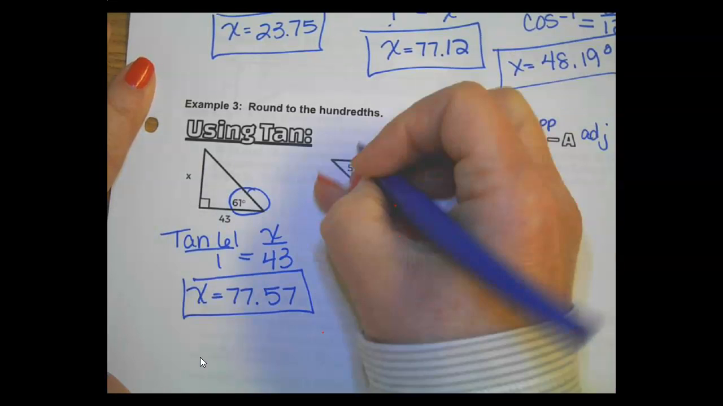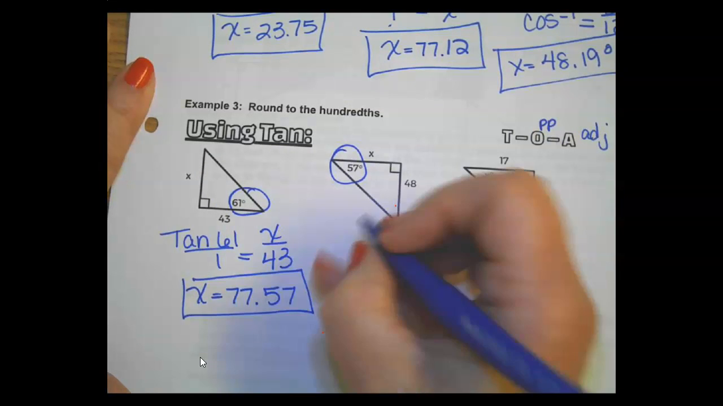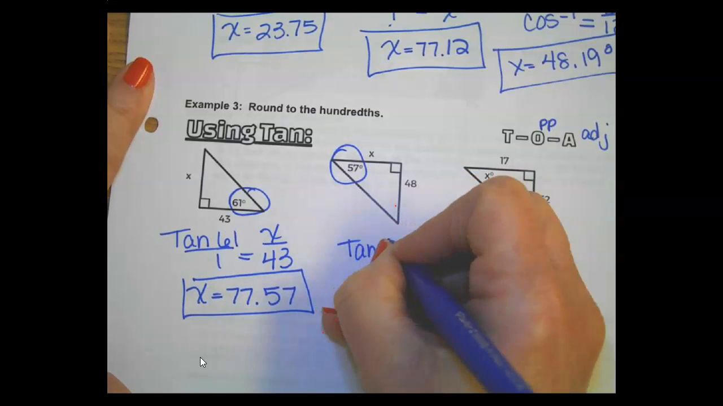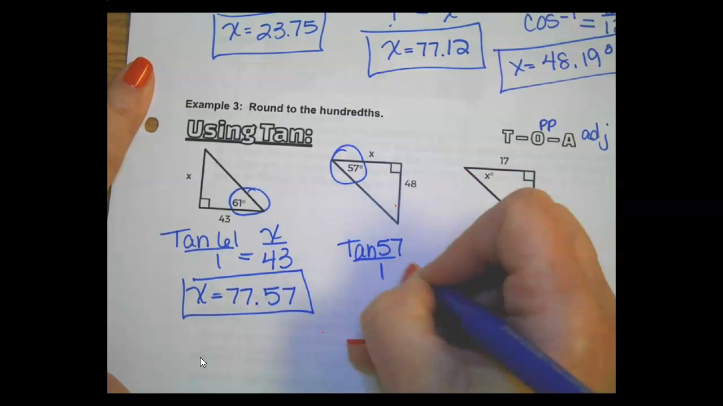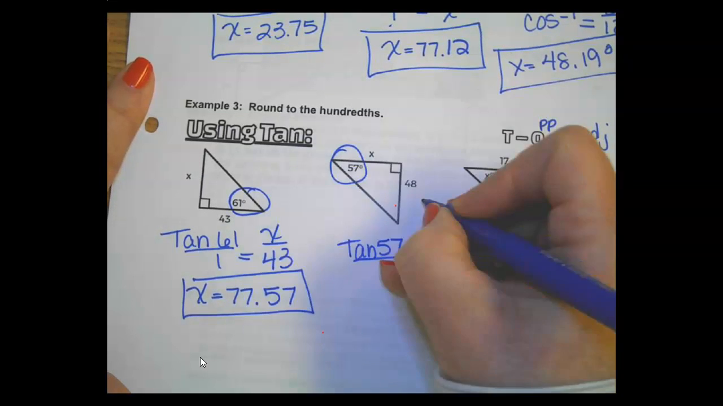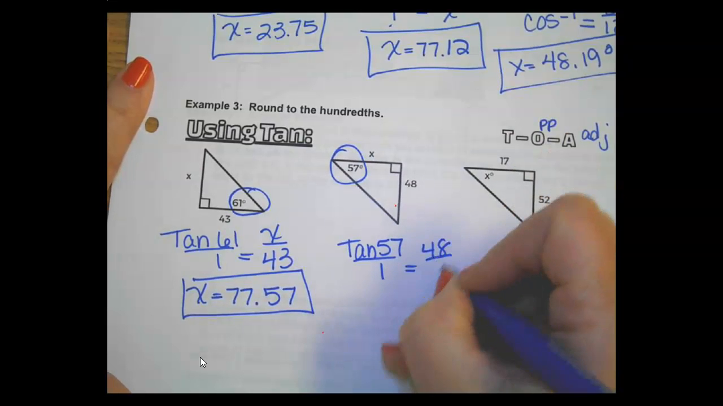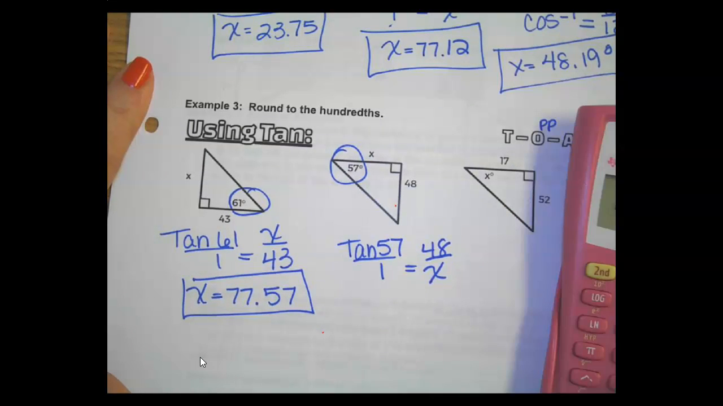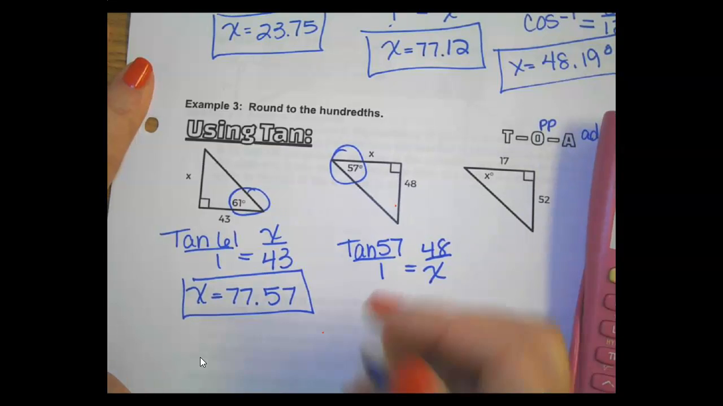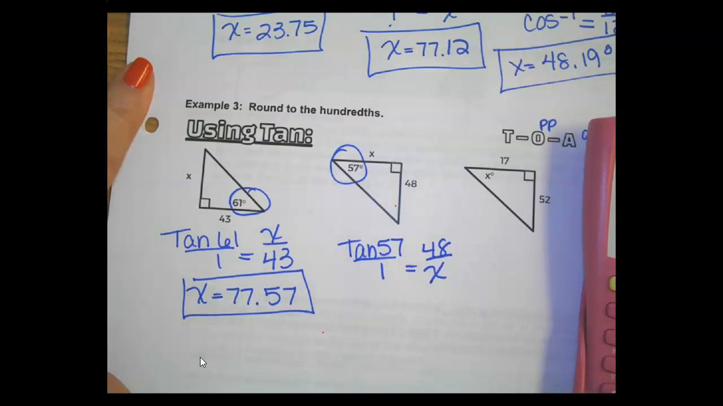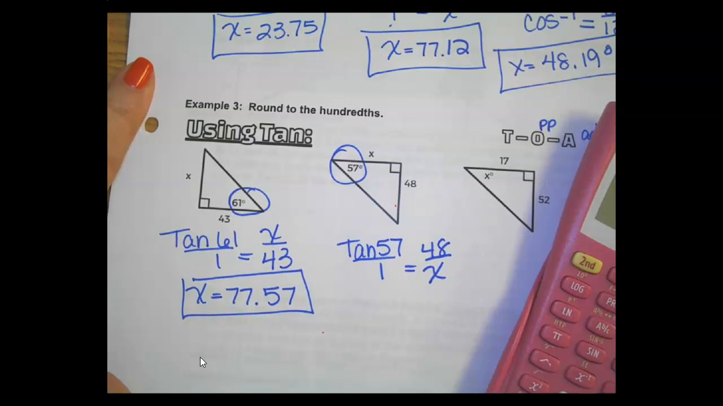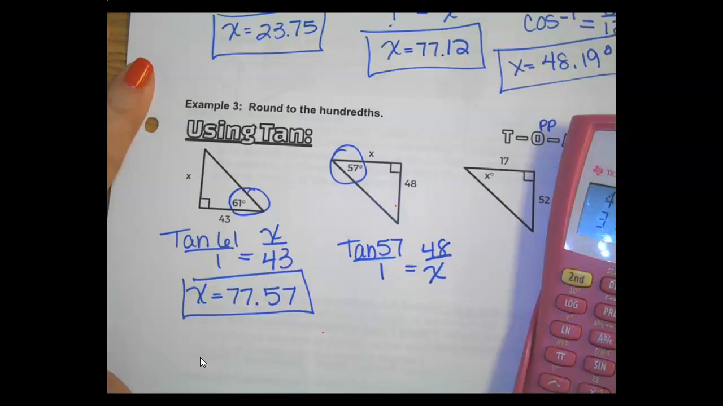Next, same thing, tangent of 57. My ratio is opposite over adjacent. Cross multiply, so really this is 48 divided by the tangent of 57, 31.17.